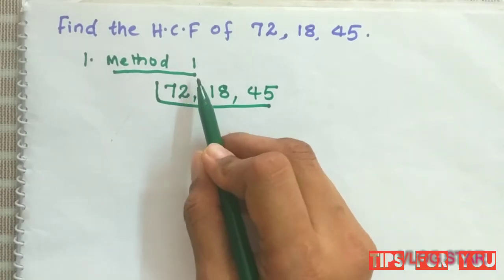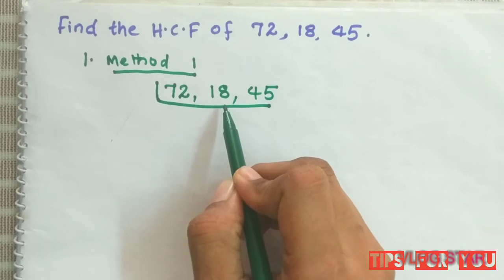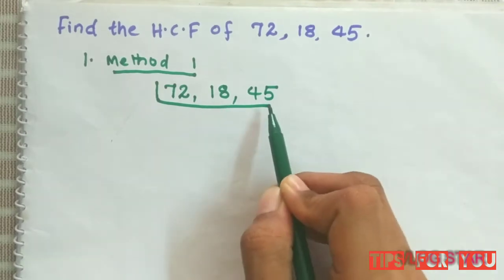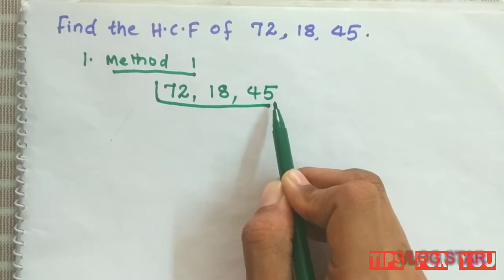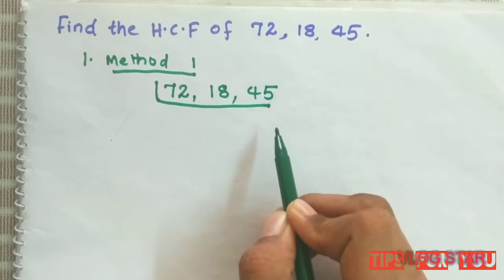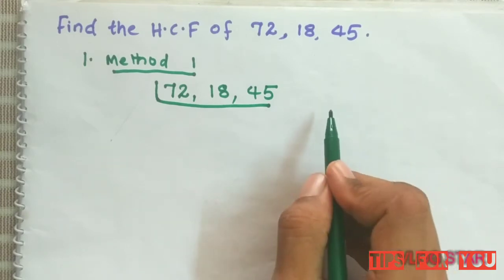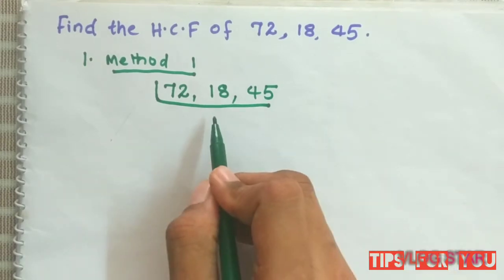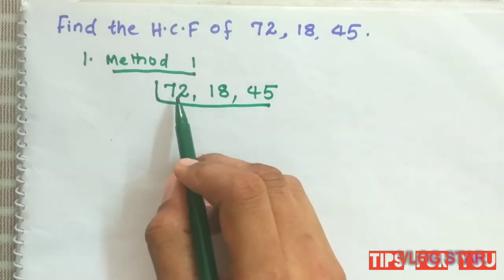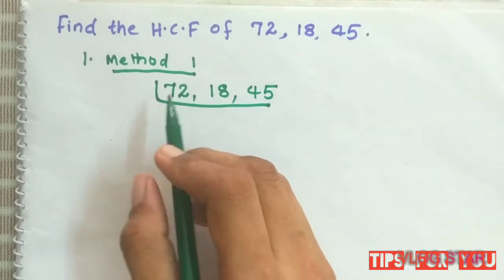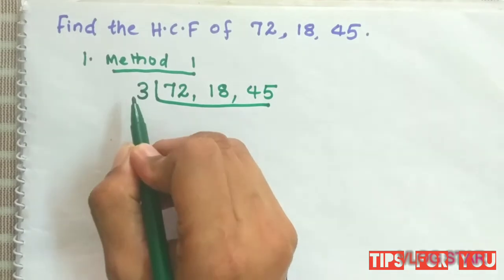So can we divide by 2? 72 can be divided by 2 because it is an even number. 18 also can be divided by 2 because it is also an even number. But we cannot divide 45 by 2 because it is an odd number. So we will go to the next number, that is 3. Can we divide 72 by 3? Yes, because 72 is a multiple of 3. So we will write 3 here.